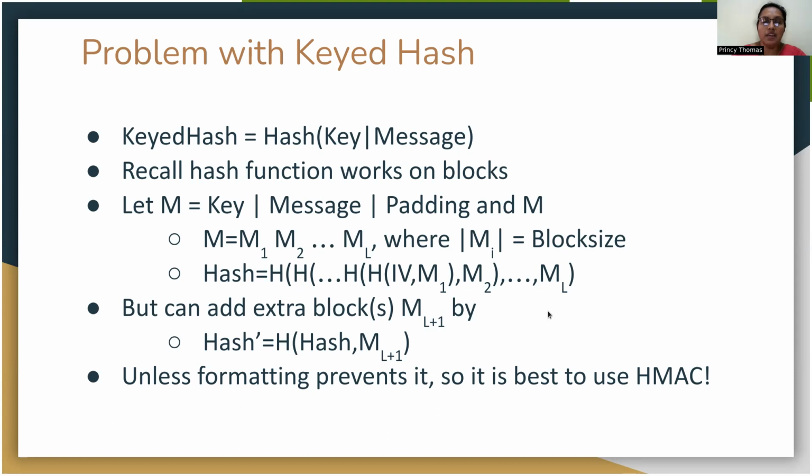The problem here is that somebody can easily add another block ML plus 1 by simply taking this hash value and hashing it together with ML plus 1, unless there is a method where the formatting prevents this. But still, HMAC is the best way in which we can prevent these kinds of alterations from happening.